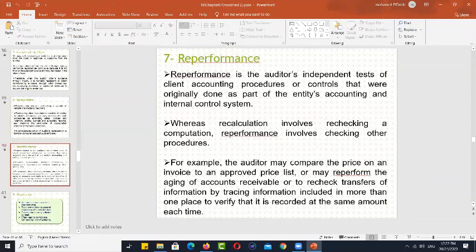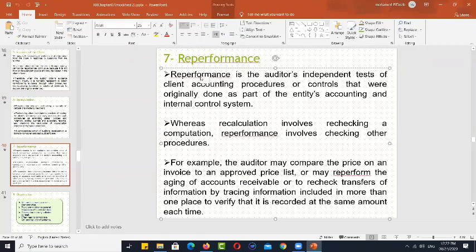Okay, re-performance is the auditor's independent test of the client's accounting procedures or controls that were originally done as part of the entity's accounting and internal control system. We got one example related to depreciation, and we said that whenever we are reviewing the depreciation method, here we are actually doing re-performance.